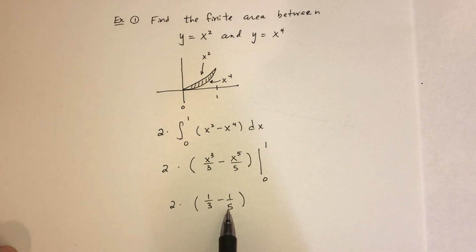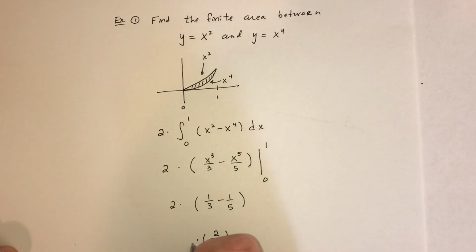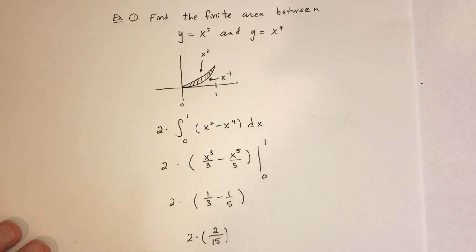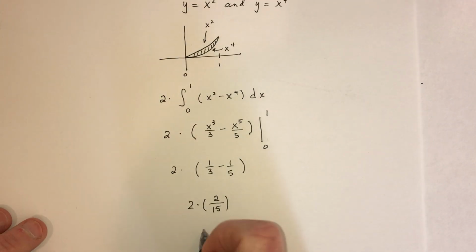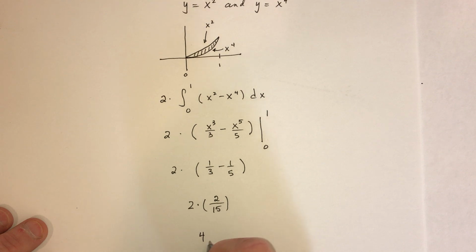So how much is this? That would be 5 minus 3, so it's going to be 2/15. And then it's doubled. So then the grand total for both sides is 4/15.